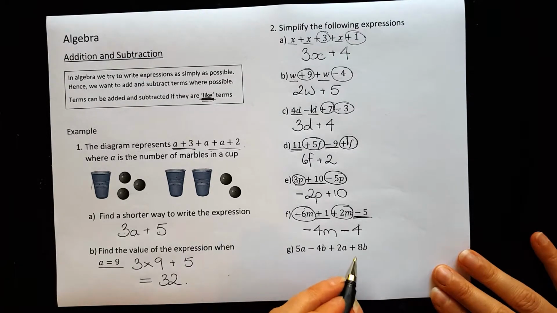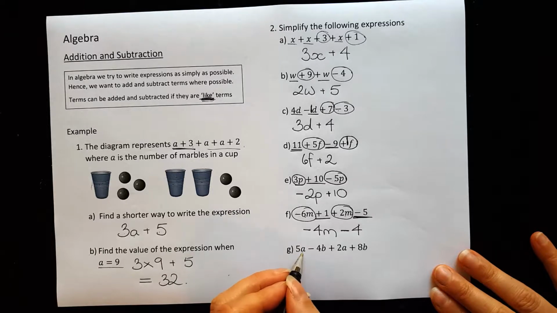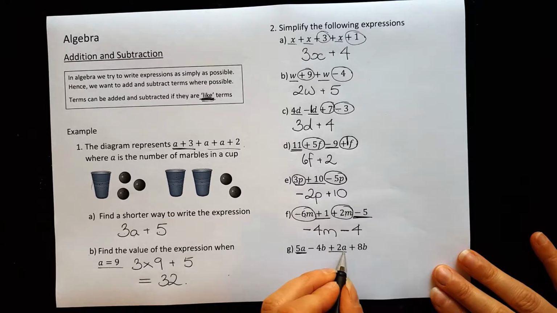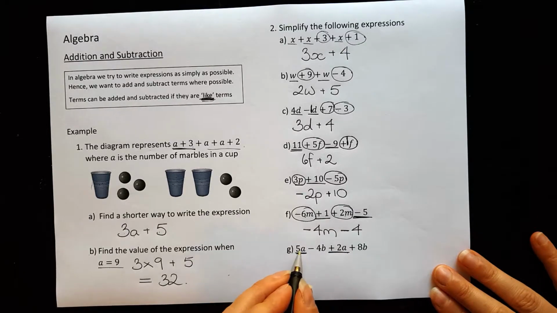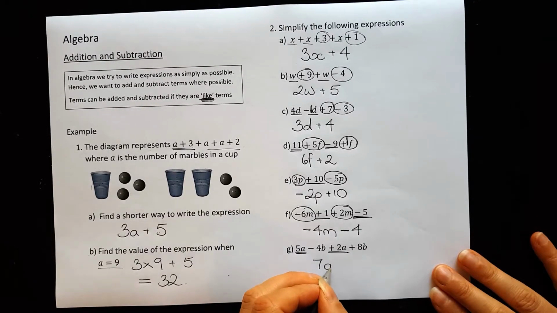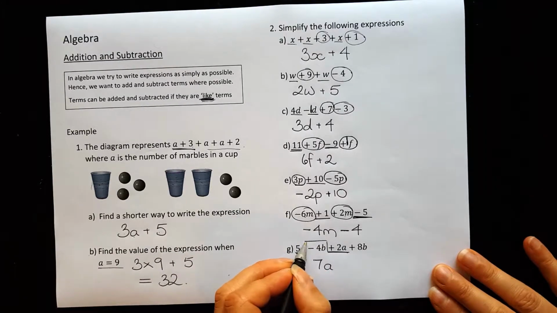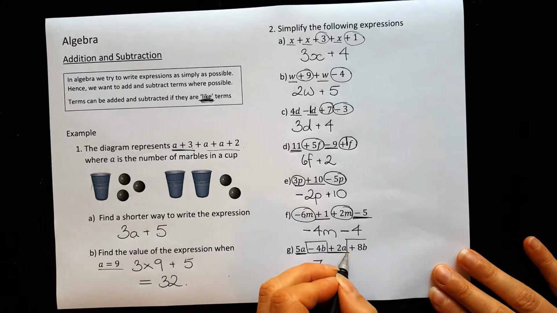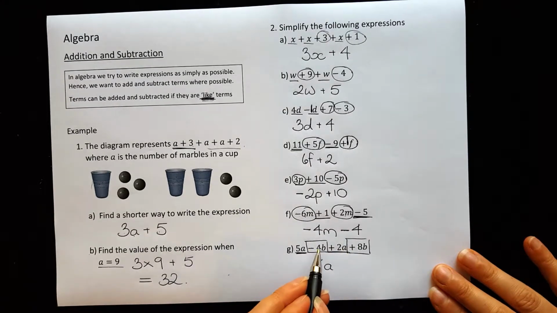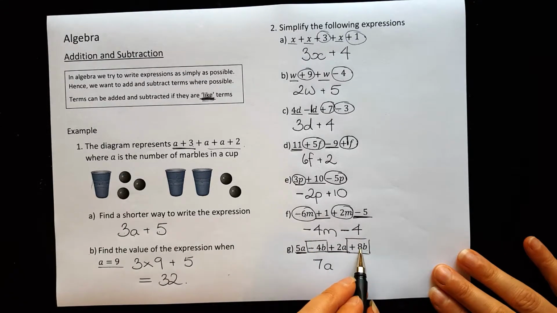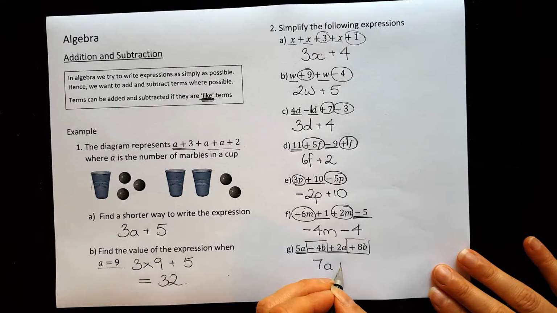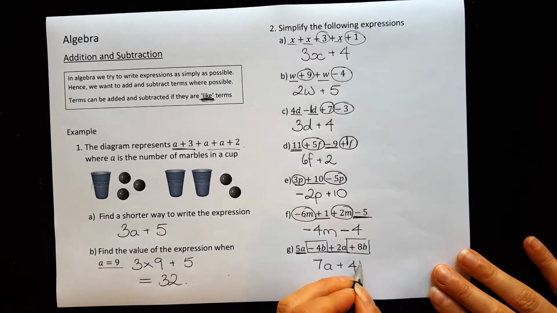In G, I have two different pronumerals here. The A's are like terms, so 5A and a +2A. 5 plus 2 is 7A. But the B terms are also like terms. We have a -4B and a +8B. If I start at -4 and add 8, I would get a +4B.